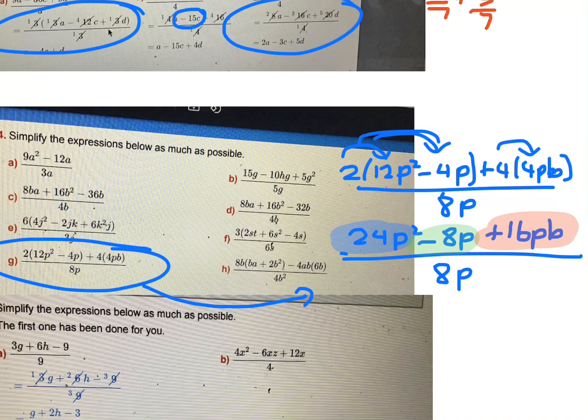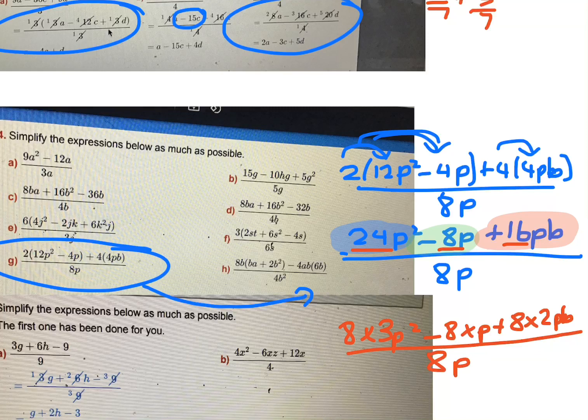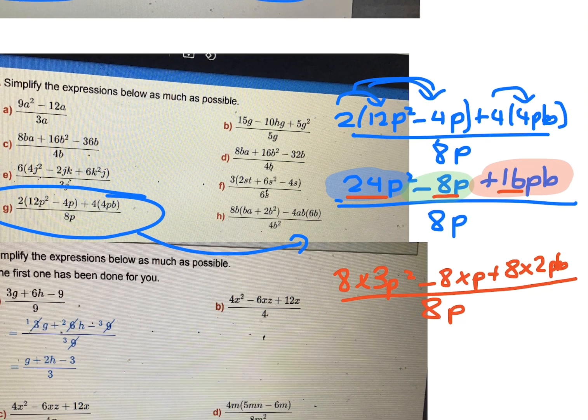So now, are there any common factors? Well, what's the highest common factor? I think it might be 8. So you got 8 times 3p squared, 8 times p, plus 8 times 2pb, all over 8p. There is also a common factor of p. You can see that's p squared, so you just take 1p out and 1p out. And there is a common factor of 8. So I'm just going to take the common factor of the 8 and the p out each time. So let's take the 8 and the p.